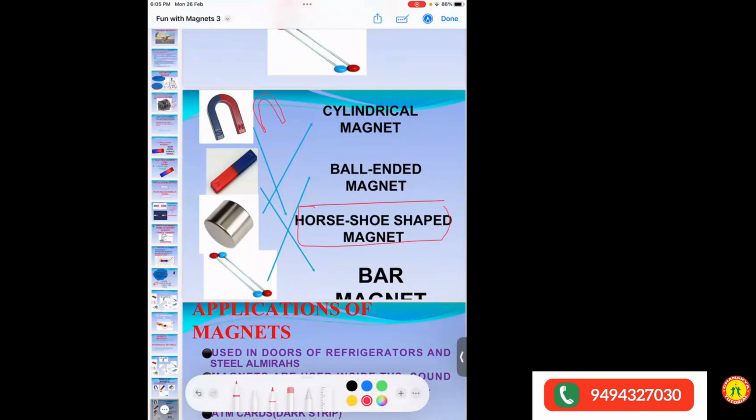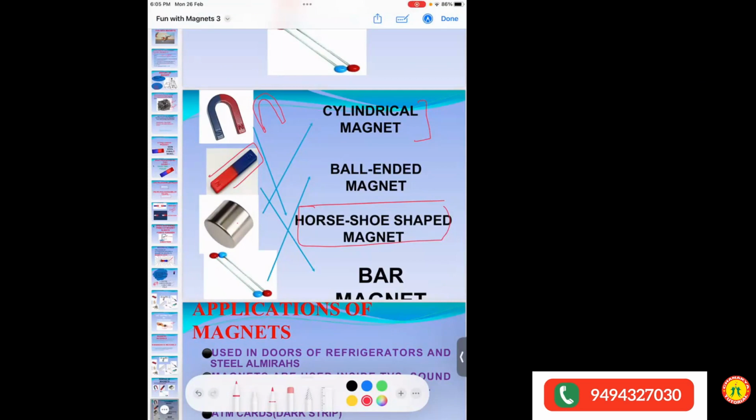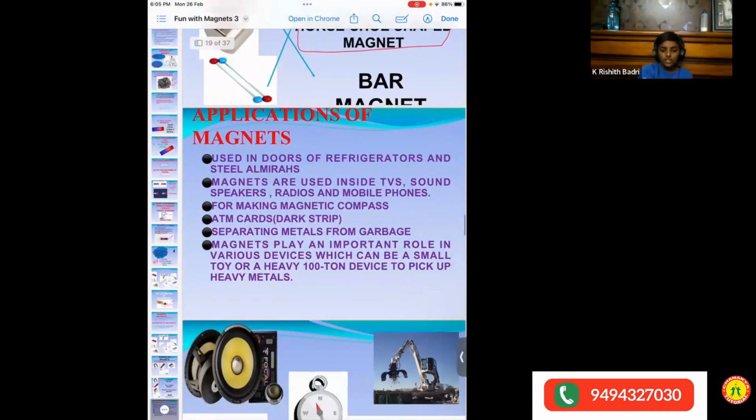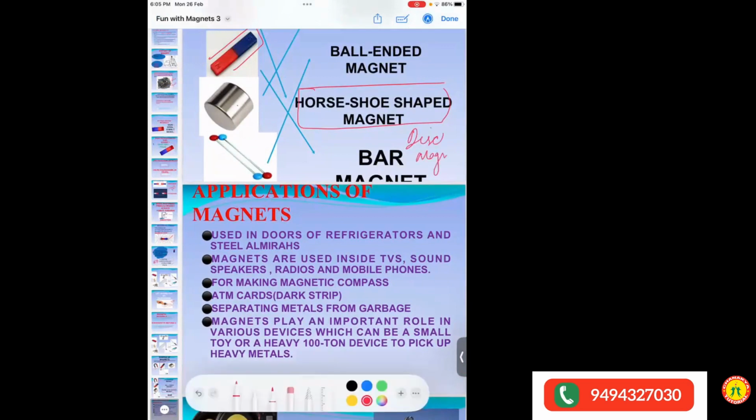The second one is the bar magnet. Since the structure is like a bar, that is why it is called a bar magnet. The third one is the cylindrical magnet. This cylindrical magnet is very common. Generally we find this cylindrical magnet in different instruments and all. And the last one is the ball-ended magnets. Ma'am, a disc magnet is also there. Yeah, a disc magnet is also there, but these are the most common types of magnets. Okay.